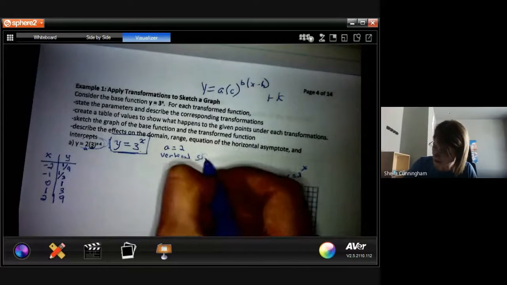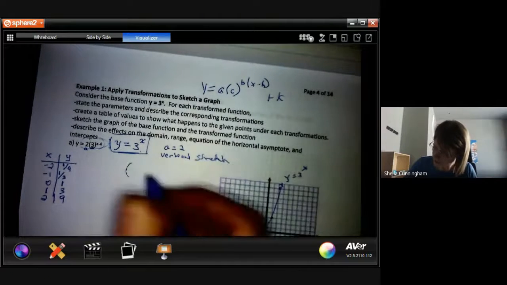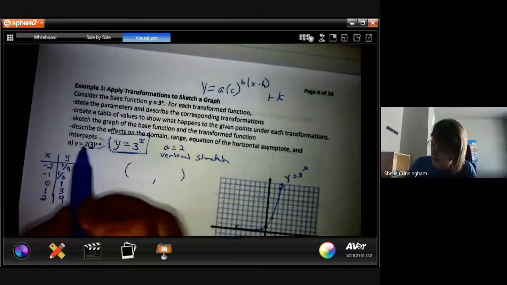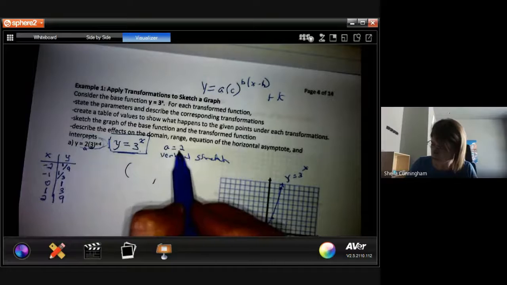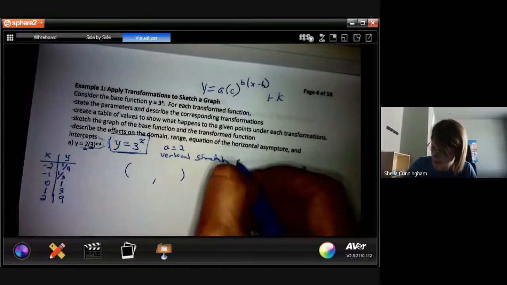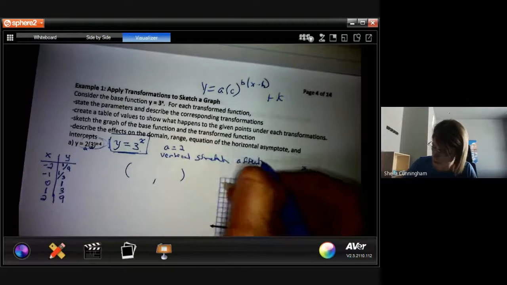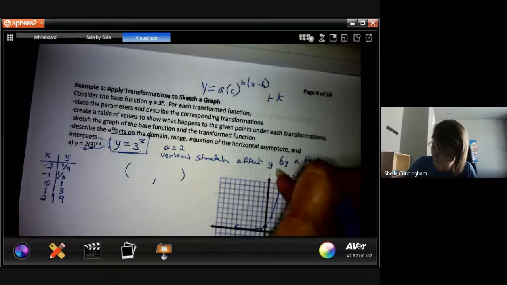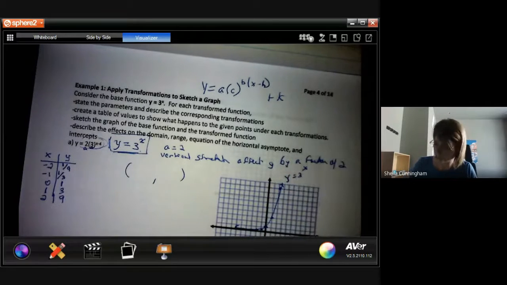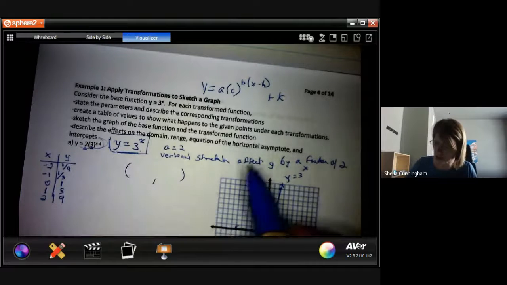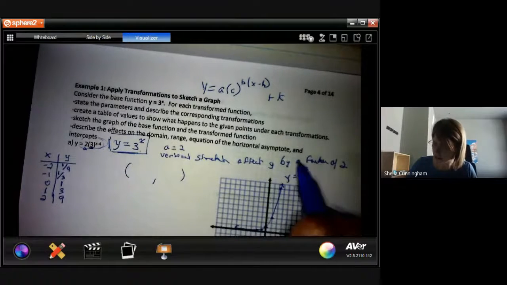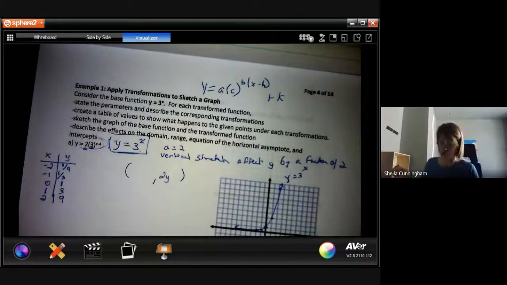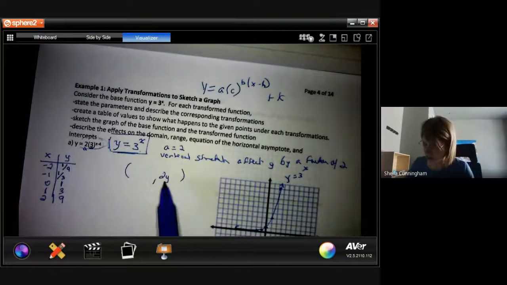So if I'm thinking in terms of x and y, that vertical stretch is going to affect my y. It's affecting y by a factor of 2. So that means every single y value that I have, it says by a factor of 2, I'm multiplying my y's by 2. So every single y is going to get multiplied by 2.